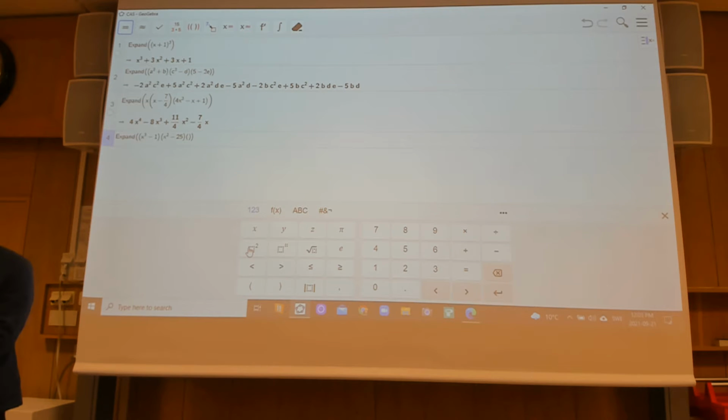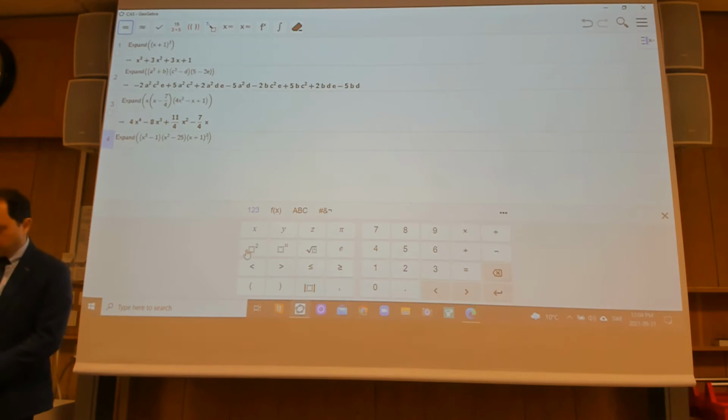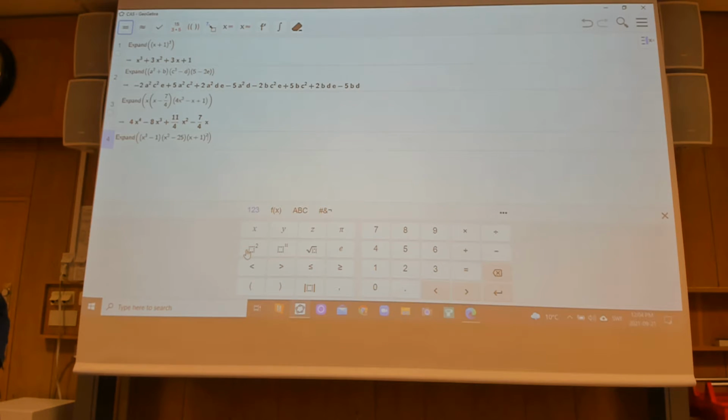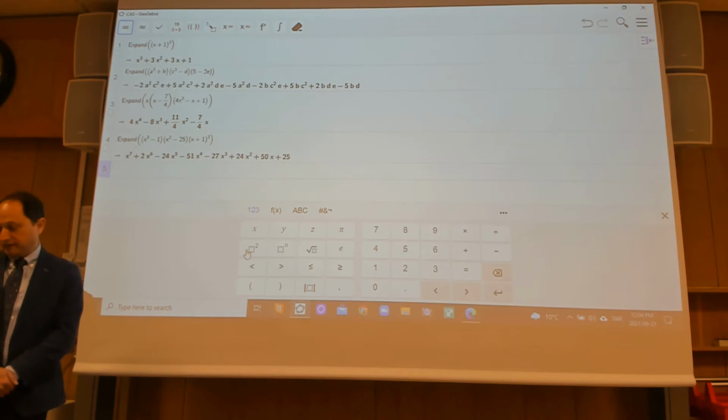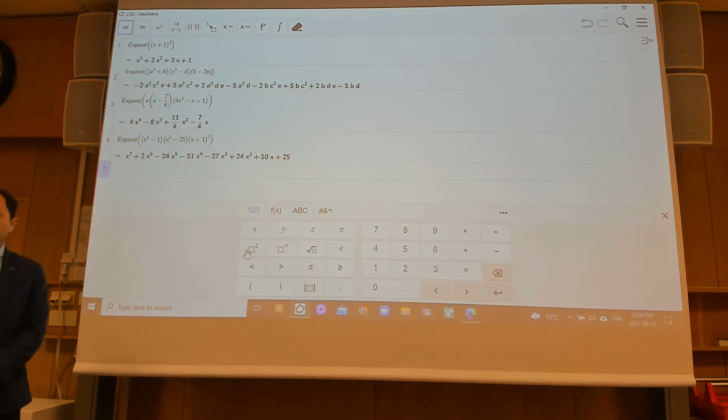This is probably very lengthy for you. If you can do this one, then you really don't have any problems here. This one. Did I type it right? x to the power of 3 minus 1, x squared minus 25, and x plus 1 squared. Okay, ready for the answer now? So that should be your final answer.